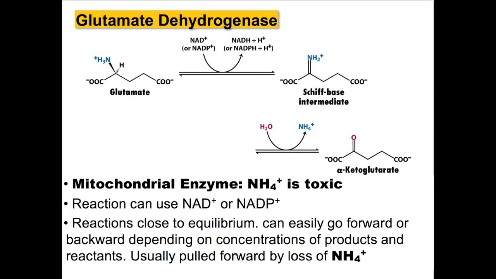Glutamate dehydrogenase is a mitochondrial enzyme. It's best to keep ammonium safe and locked away. Now, this reaction, as I said, can use either NAD+ or NADP+ as an electron carrier. In animal cells, under normal conditions, the reaction catalyzed by glutamate dehydrogenase is close to equilibrium. And although it could easily go forward or backward depending on the concentrations of products and reactants, it's usually pulled forward in animals by the loss of ammonium to the urea cycle.